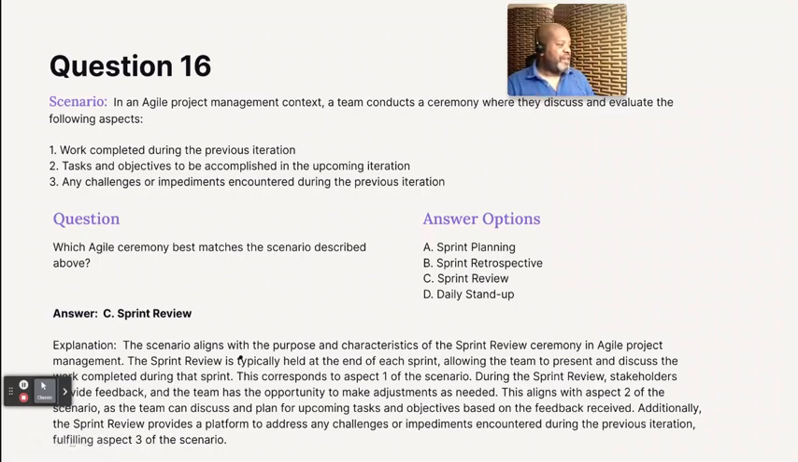The scenario aligns with the purpose and characteristics of the sprint review ceremony in agile management. Sprint review is typically held at the end of each sprint, allowing the team to present and discuss work completed during the sprint. This corresponds to aspect one of the scenario. During the sprint, stakeholders provide feedback and the team has the opportunity to make adjustments as needed.